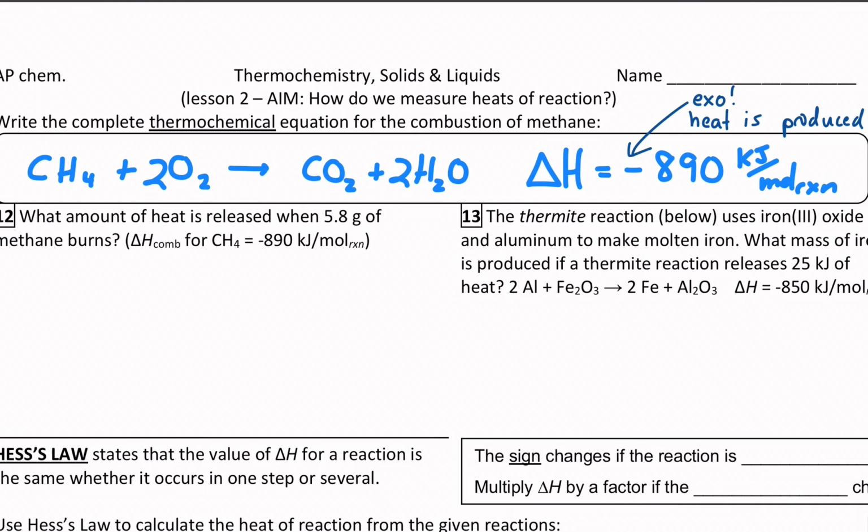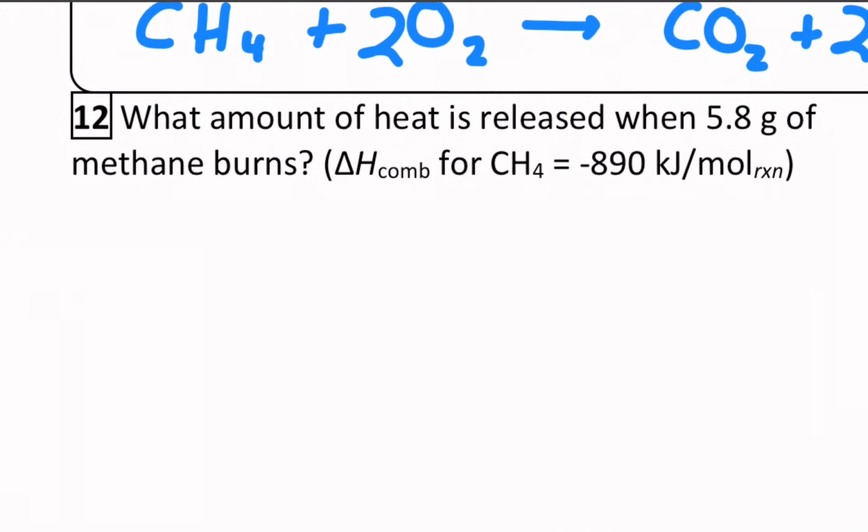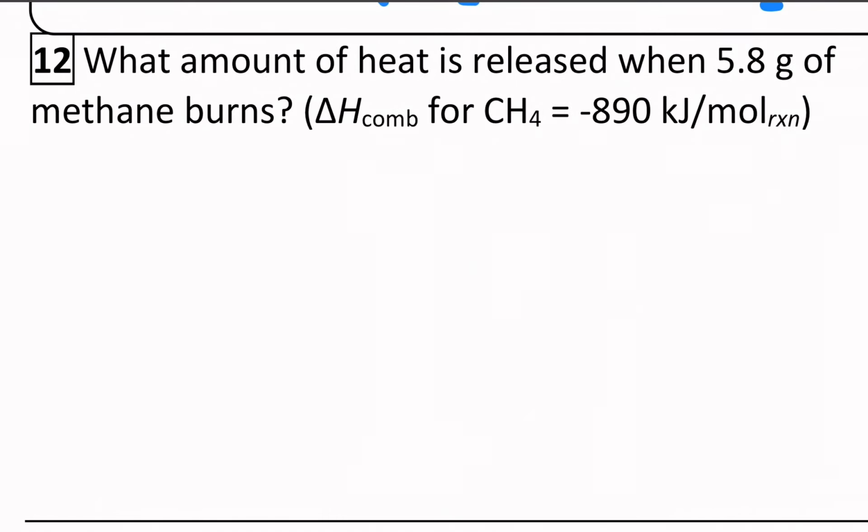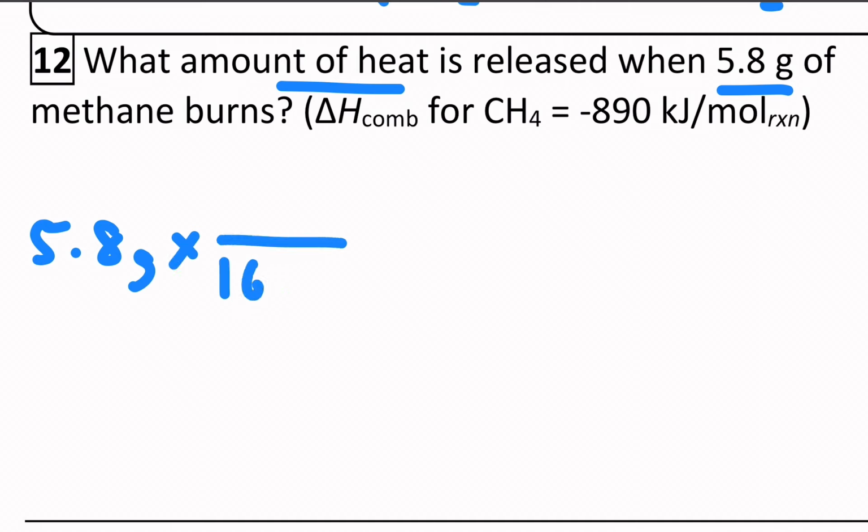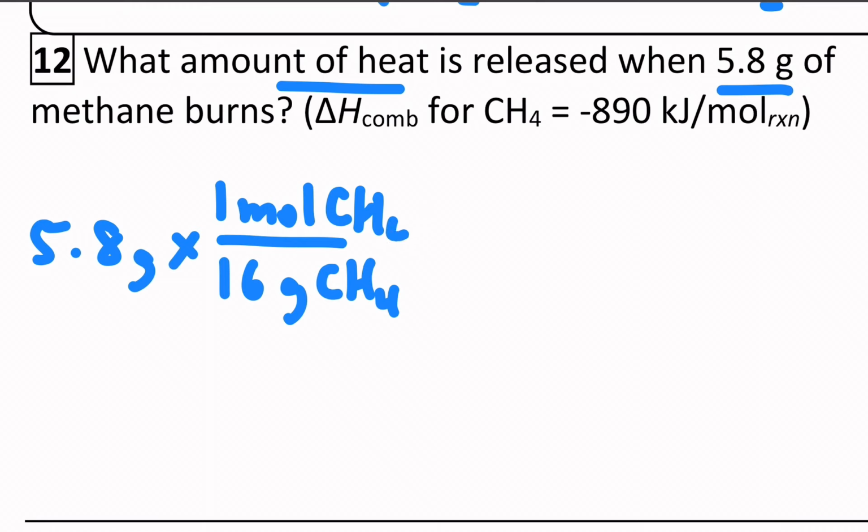So how do we use values like this delta H to do stoichiometry problems? Well, let's take a look at this combustion reaction itself, and here we say, what amount of heat is released when 5.8 grams of methane burns? Well, let's start with that 5.8 grams. If you don't know what to do, convert grams into moles. There's 16 grams of methane underneath 1 mole of methane. How do I get into this kilojoule per mole of reaction?